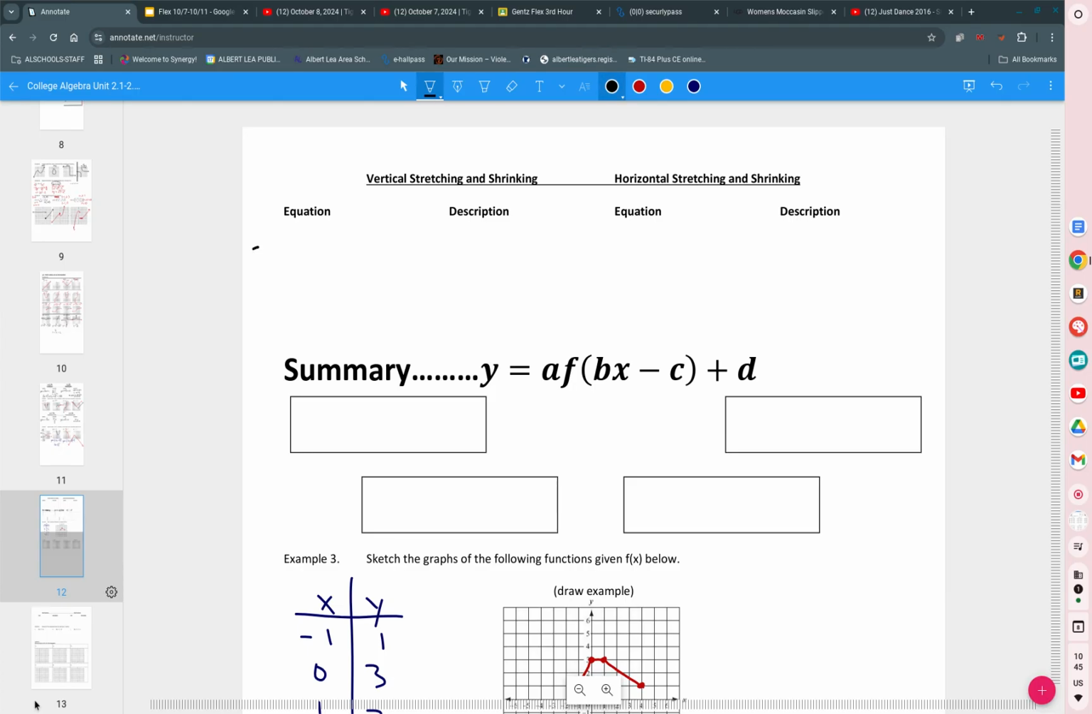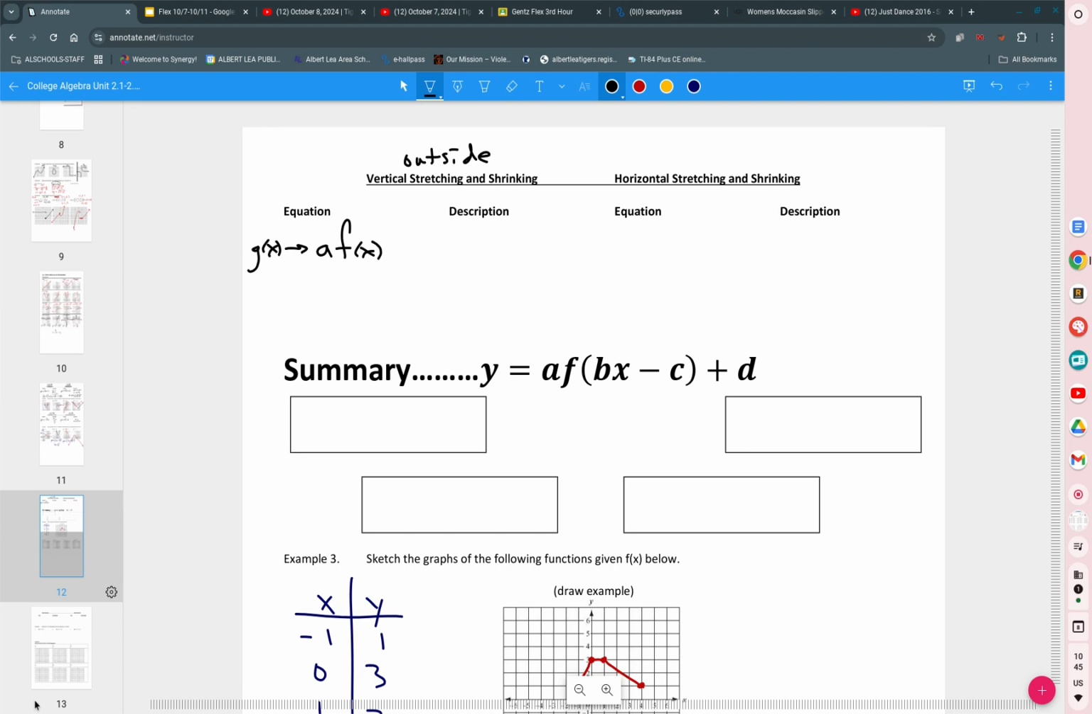If you were to see this, a function turned into a times f of x, notice how the a sits on the outside. And if it sits on the outside, it impacts it vertically or horizontally? Vertically.